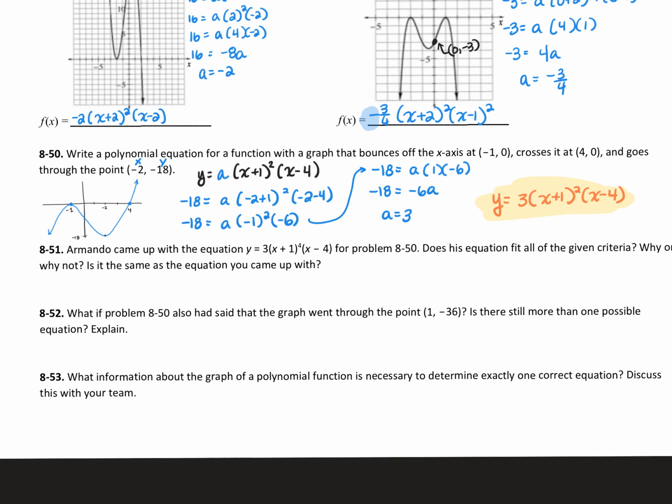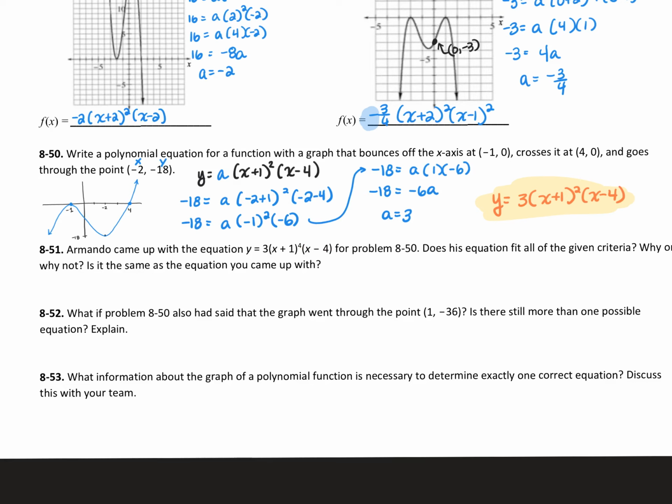Now we have Armando coming up with this other equation, which is very similar to ours. Only difference is he's got a 4 instead of a 2. So we have to ask ourselves, does it fit the criteria? Well, it has a stretch factor that's the same. It has a bounce here. If you look at the graph on Desmos, a squared or any even powered factor here is going to give you a bounce. It's going to flatten out the higher that power gets, but it's still a bounce.